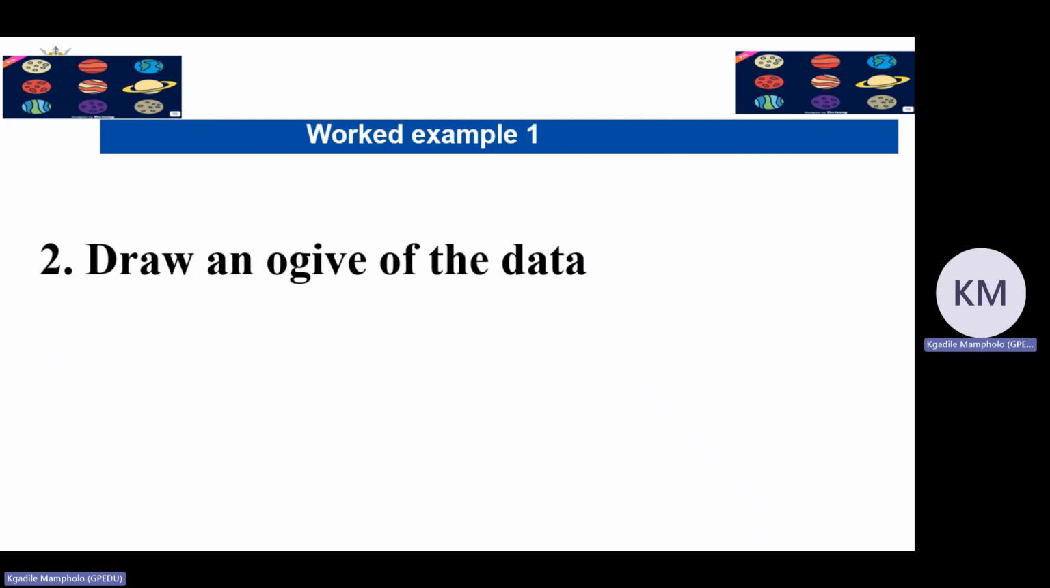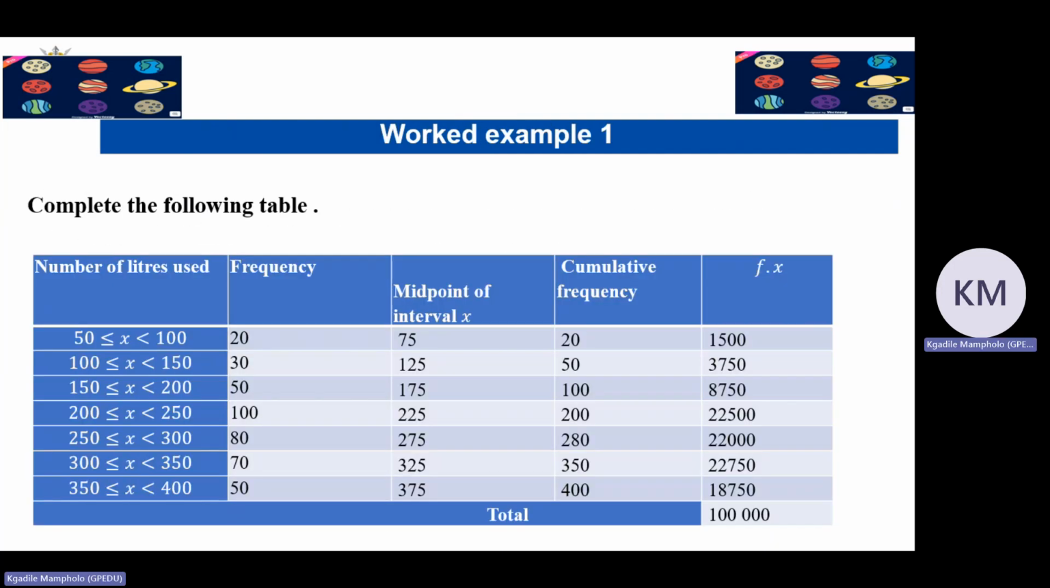Draw an ogive. Let's not forget that when you draw an ogive, the graph will be grounded at 50. 100 will be the X value, and then 20 will be the Y value. Just like that. The next value will be 150 and 50. The next one will be 200 and 100. But most importantly, the graph will be grounded at 50.